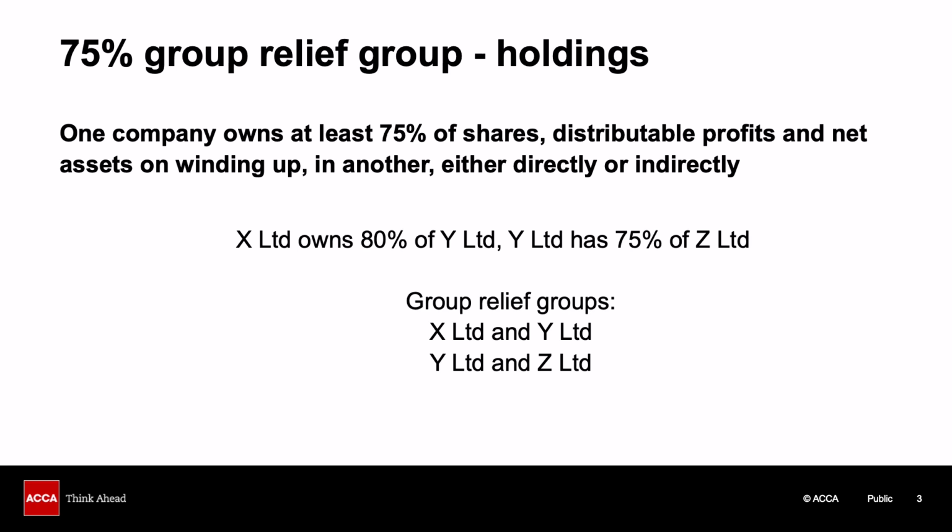So if X Limited owns 80% of Y Limited and Y Limited in turn has 75% of Z Limited, this means that X Limited and Y Limited are in a group relief group together, as there's at least a 75% relationship between them. But Z Limited won't be in the group with them because X Limited only owns 60% of the shares indirectly in Z Limited. Now, how do we find that? We multiply 80% by 75% and we get 60%. But Z Limited could be in a separate group relief group with Y Limited as they've got at least a 75% relationship between them.